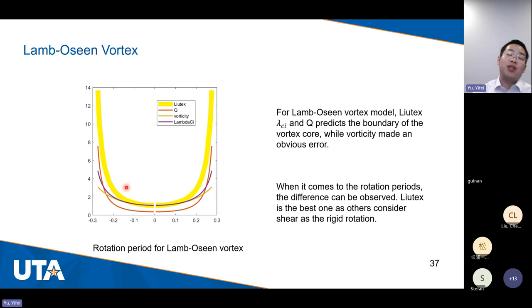Because Liutex removes the shear contamination from other methods. Some other methods mistakenly consider shear as rotation, so it has a large value. And when the large value is in the denominator, the fraction becomes smaller. So the other methods are lower than Liutex. So we can see the difference.